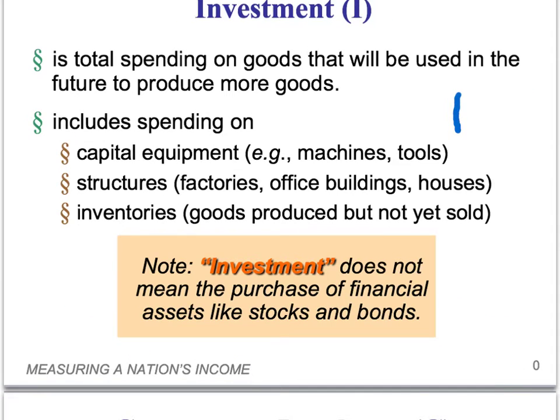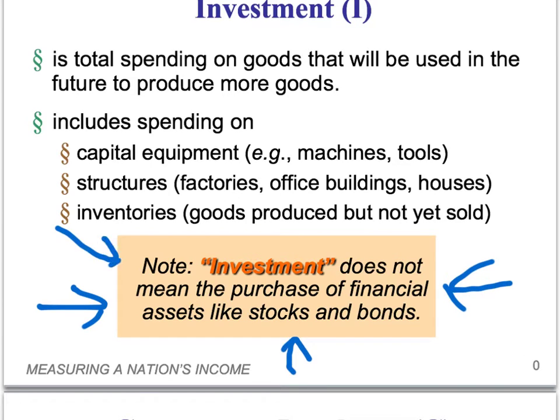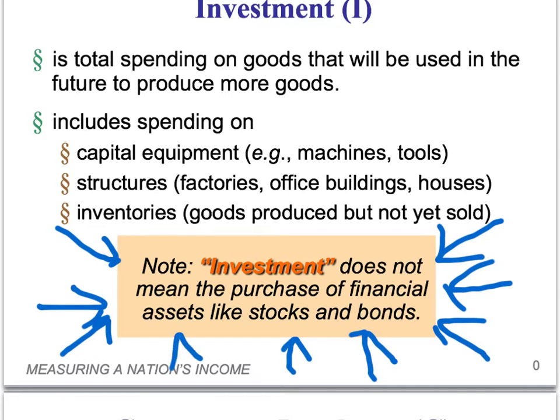Okay, next, investment. Investment is, don't think of it like people traditionally think of investment. Why don't you read this box first? And I'm going to say, it's not how you traditionally think of the word investment. It's spending on goods that are going to be used somewhere down the road. Goods to make goods. Capital equipment. Buildings.